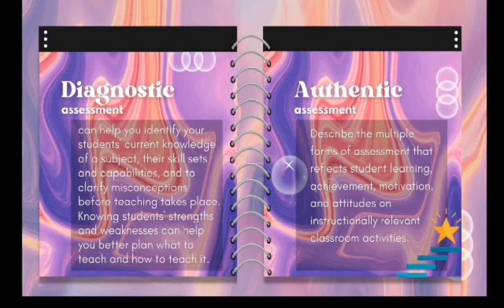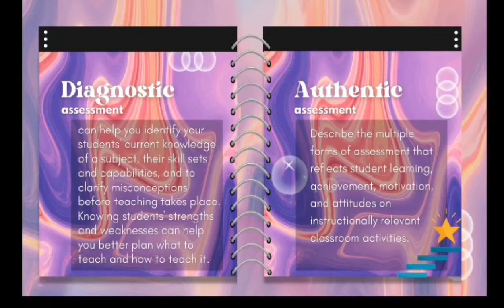So the last type of assessment in assessing the students would be the authentic assessment. So it describes the multiple forms of assessment that reflect students' learning, achievement, motivation, and attitudes on instructionally relevant classroom activities. Authentic assessment can include many of the following examples. We have observation, essays, interviews, performance tasks, exhibitions and demonstration, portfolios, journals, and a teacher-created test.